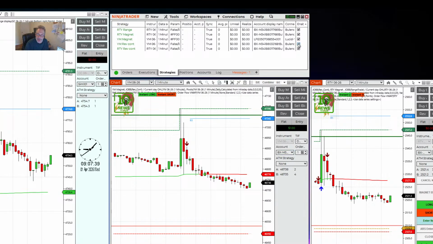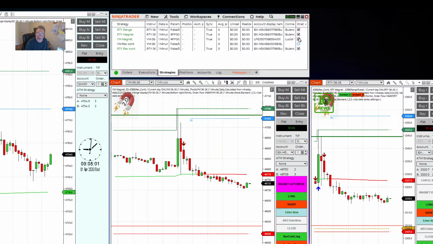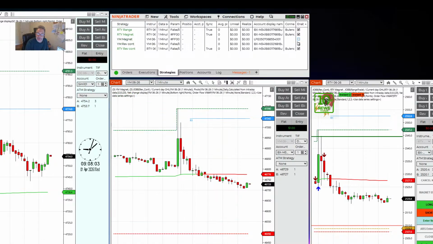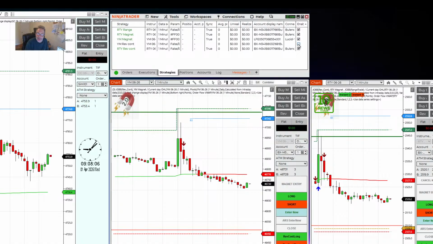Then we also have a YM magnet set up. And our YM magnet is a high of day, low of day magnet. Now, notice I'm not seeing the buttons. Uncheck the reverse continue. Uncheck the magnet. Put the magnet on first, and then put on your reverse continue. Now I see all my buttons.